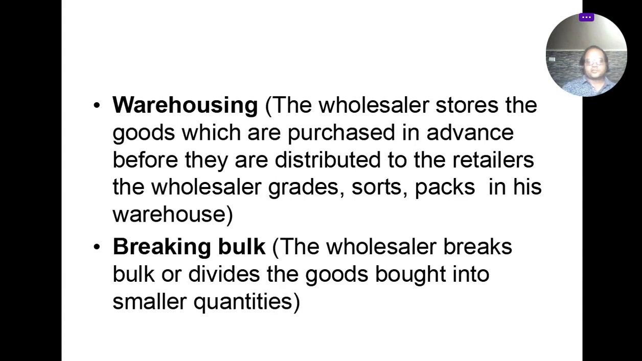The next function is warehousing. The wholesalers store the goods which are purchased in advance before they are distributed to the retailers. The wholesalers grade, sort and pack in the warehouse. So basically the wholesaler gives this facility to the manufacturer. The manufacturer produces the goods and sends them to the wholesaler's warehouse, and from that warehouse the wholesaler divides, packs and grades the goods before they are delivered to the retailer.